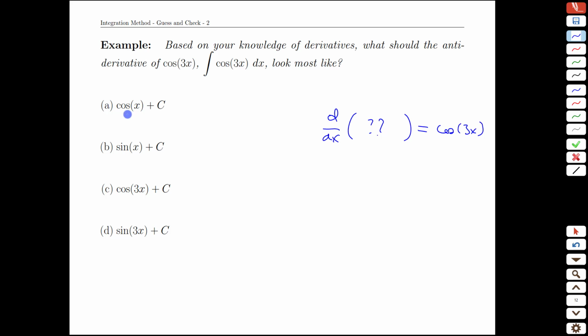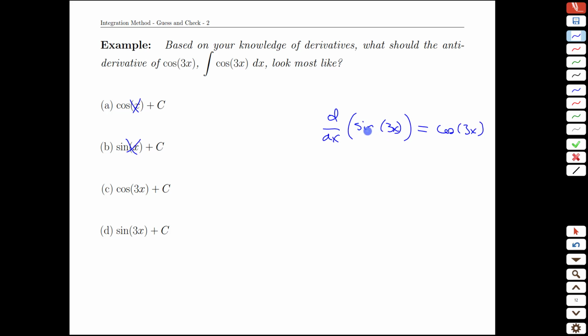All right. Right off the bat, if we're going to have a 3x inside the function, we have to have a 3x inside of whatever we're going to start with. We can't have just x, because that will never increase the coefficient inside the function. The chain rule, the derivative rules just don't work that way. So that rules out the first two options. And then we might think, well, what do I differentiate to get cos? I might differentiate sine.